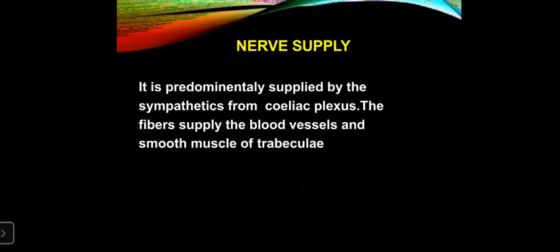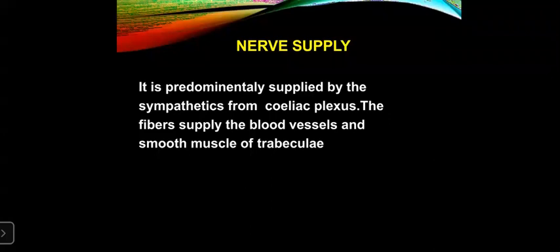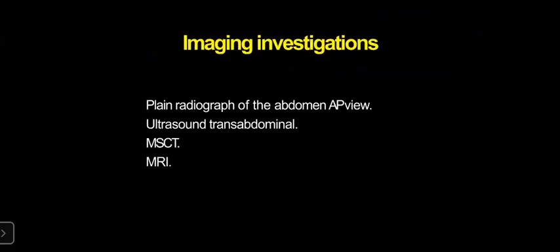Nerve supply is predominantly sympathetic from the celiac plexus. The fibers supply the blood vessels and the smooth muscles of the trabeculae. And now with imaging investigations of the spleen. We have the plain radiograph of the abdomen and ultrasound transabdominal as first line investigations, and then multislice CT and MRI.